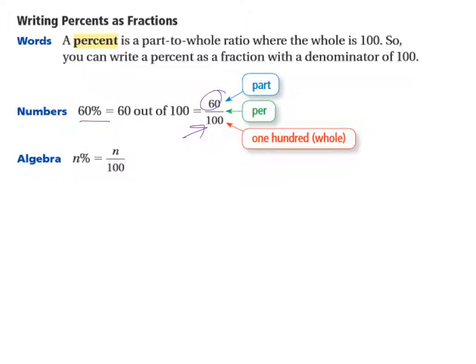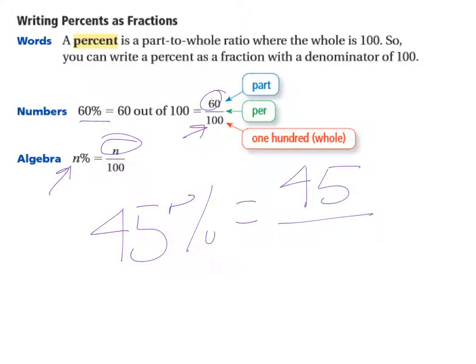So in algebra, n is the percentage, so any number that we're looking for is n, and that's always going to go in the numerator, and 100 will always go on the bottom. So if I wanted to find 45% as a fraction, this 45 is going to go in the numerator, and the 100 will go on the bottom.